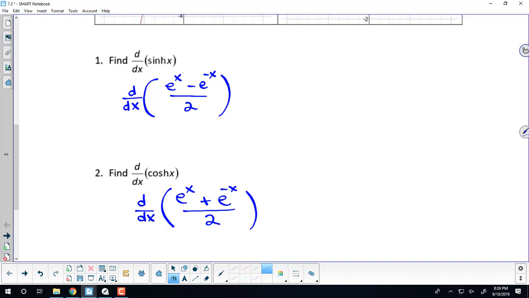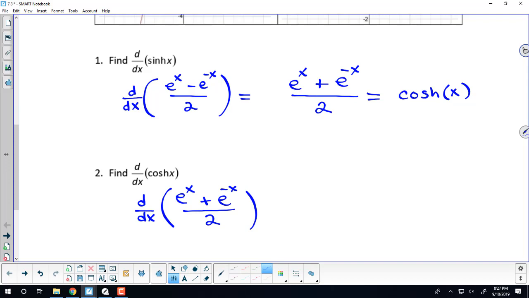Okay. So the half is a constant. We'll take that out of the derivative and divide by 2 after we're done. Derivative of e to the x is e to the x. Derivative of negative e to the negative x is positive e to the negative x over 2. So what is the derivative of the hyperbolic sine? It's the hyperbolic cosine, right? Because e to the x plus e to the negative x over 2 is the definition for the hyperbolic cosine. So there, now we know derivative of sinh is cosh.